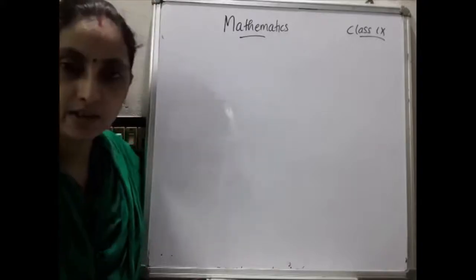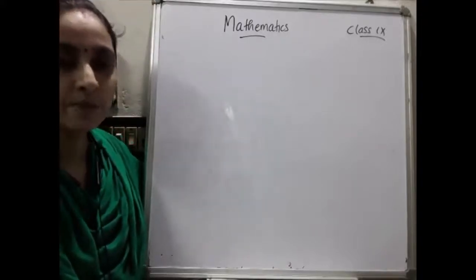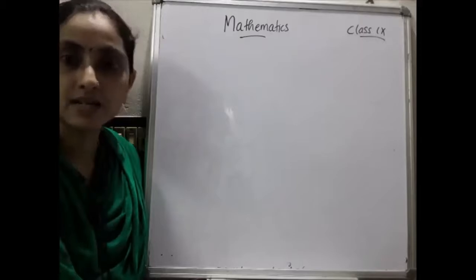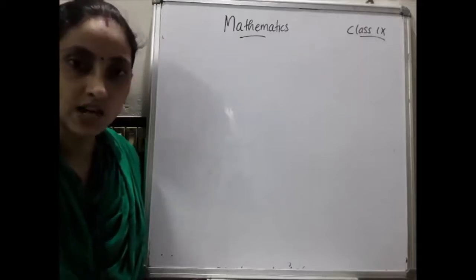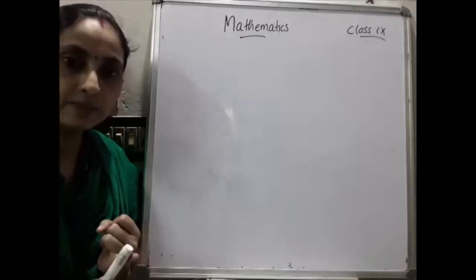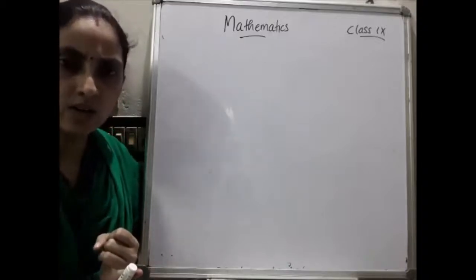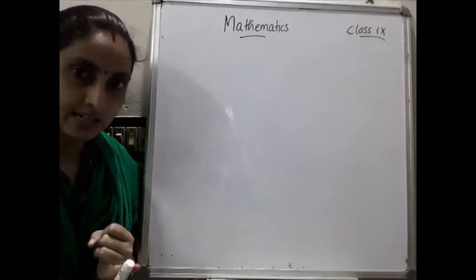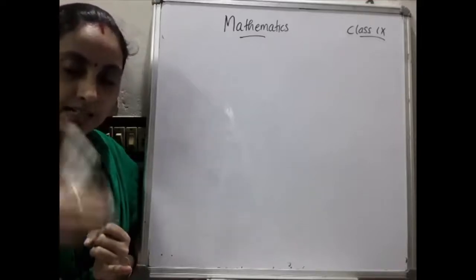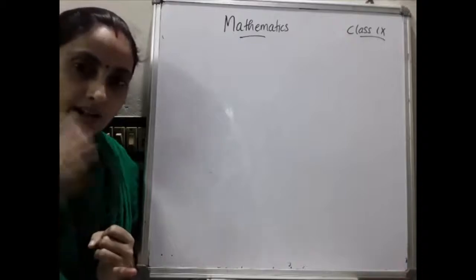Before introducing the problems, just revise the theorems, the properties of a parallelogram. 7 theorems are there. Shall we start that? Yes. What is the first theorem? The diagonals of a parallelogram divide it into two congruent triangles. Okay, please go through that once again. Please take a book and revise those things.